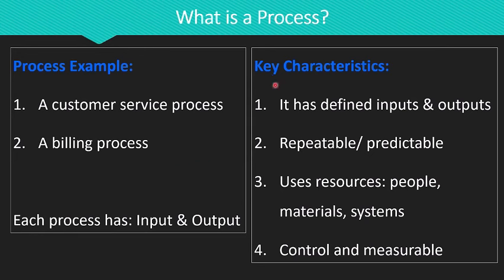A process has the following key characteristics. The first characteristic of a process is that it has defined inputs and outputs. It has determined or known inputs and known outputs. Another characteristic is that it is repeatable and predictable. Using the same process, we can get the same output repeatedly, or the output is already predictable or known. And it uses resources such as people, material, systems, and so on. And the last characteristic is that it is controllable and measurable. A process can be measured using the process KPI.